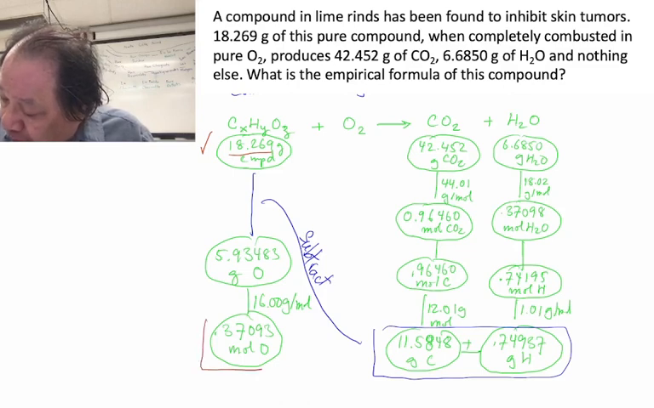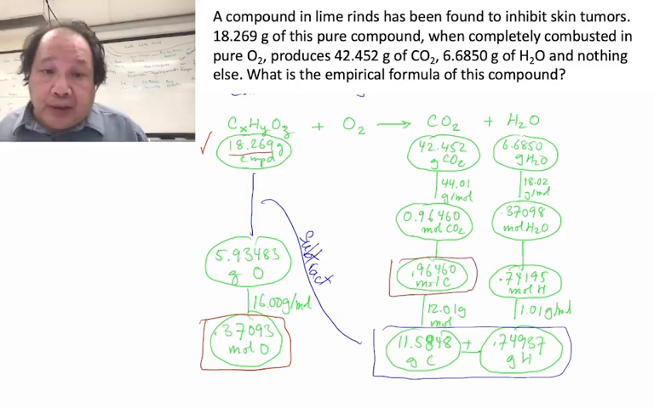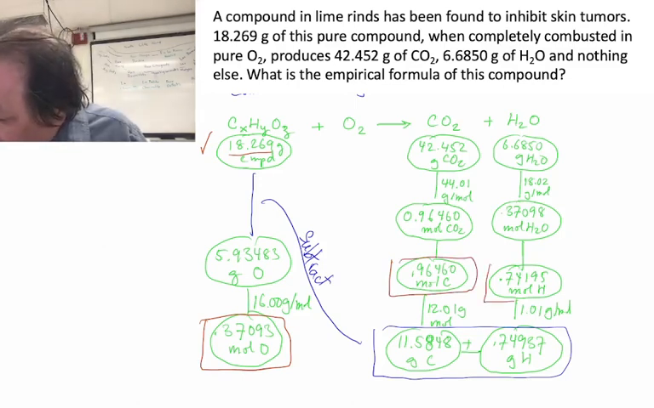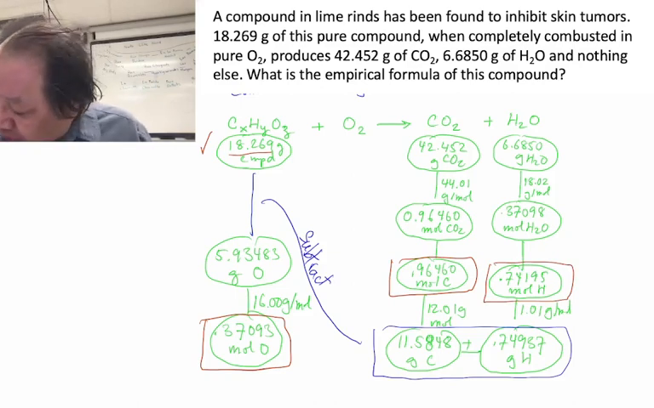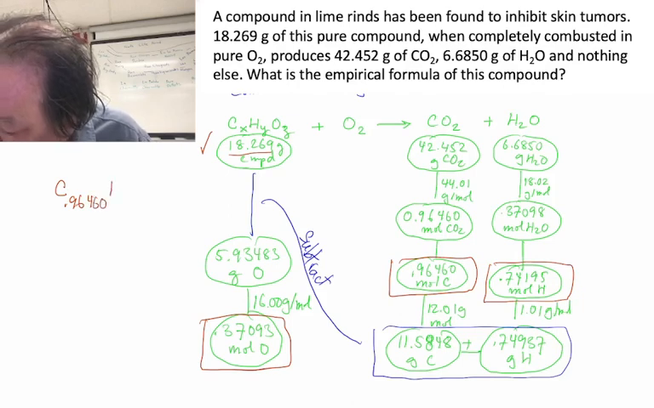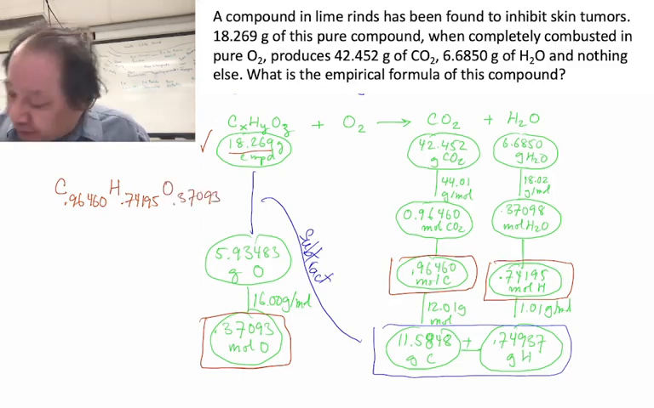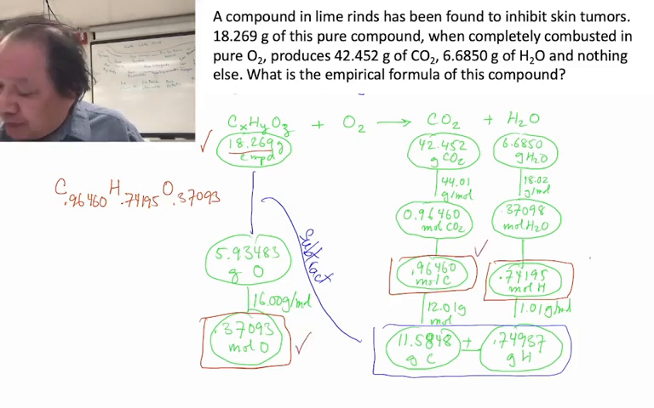And we now have the numbers that we need. We have the moles of oxygen in the compound, we have the moles of carbon in the compound, and we have the moles of hydrogen in the compound. And I'll write these numbers right over here. Carbon, we have 0.96460. Hydrogen, we have 0.74195. And oxygen, we have 0.37093, where I've just copied these 3 numbers.